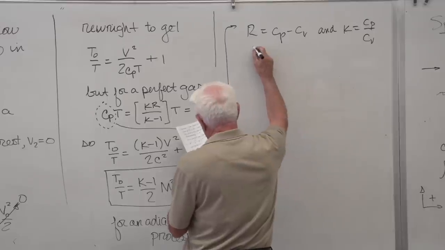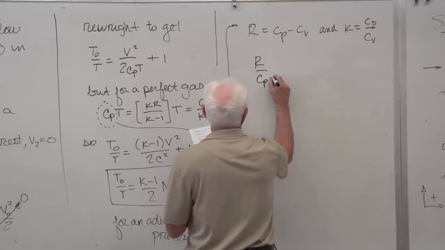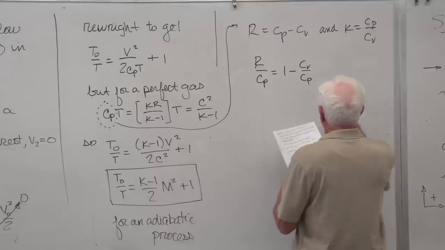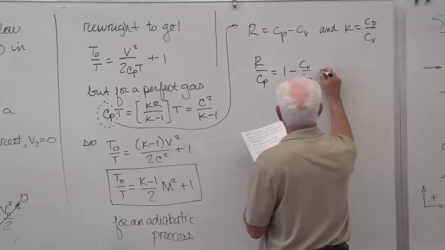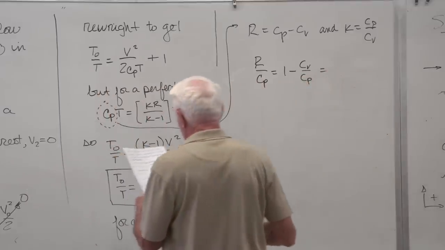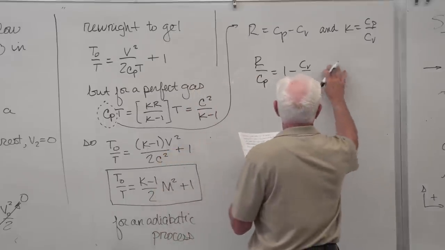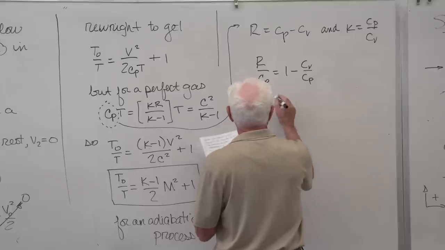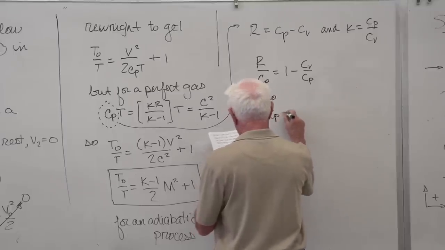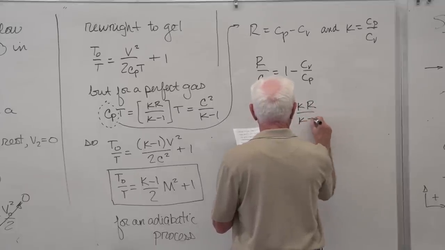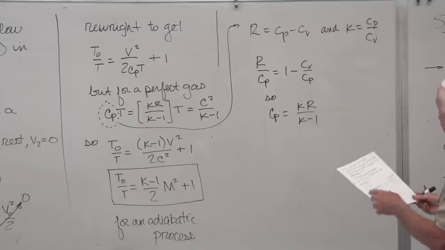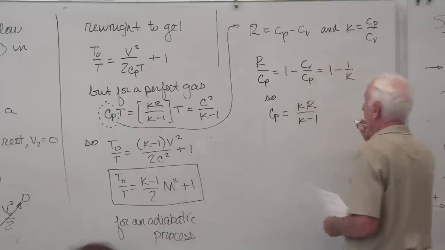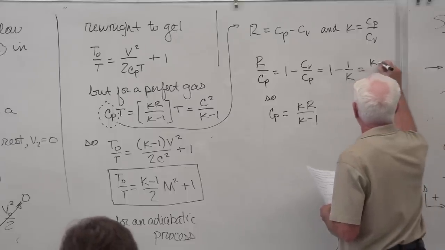Okay, so take that R, divide it by C sub P. 1 minus C sub V over C sub P. This is equal to, and there's my K, okay. C sub P and C sub V. So when you bring in the value of K, you solve this for C sub P. K R over K minus 1. This is 1 minus 1 over K. This is K minus 1 over K.